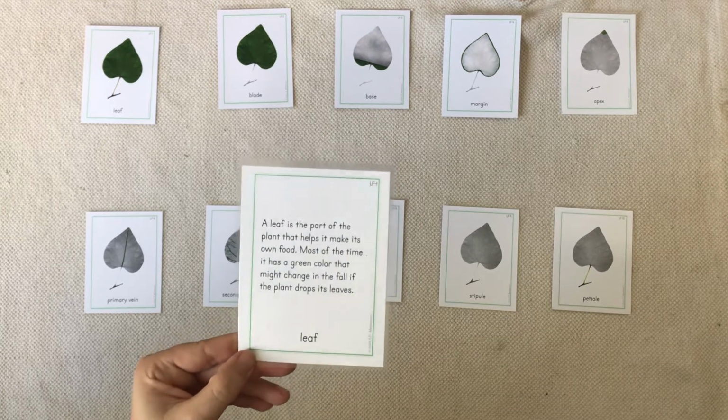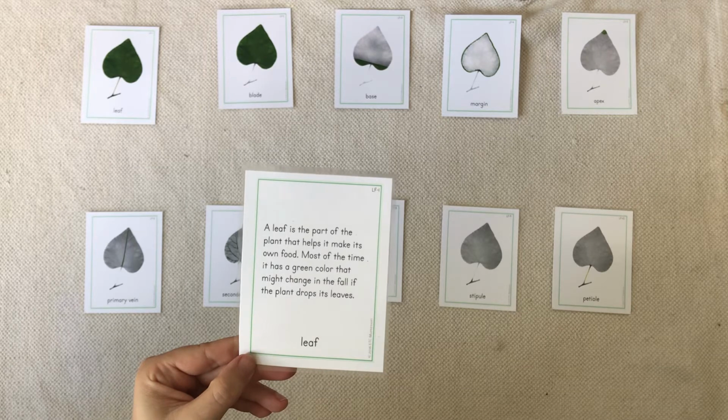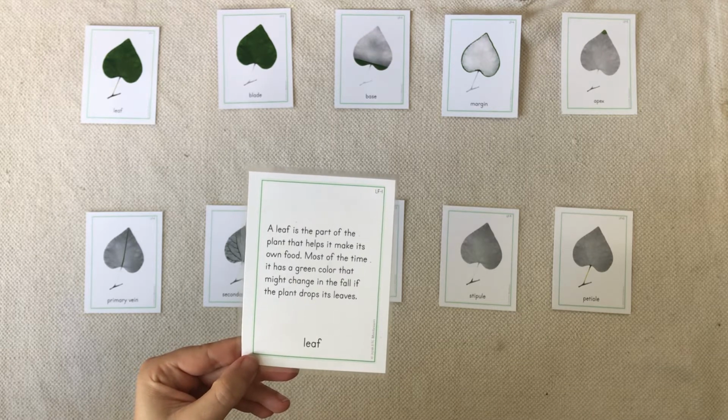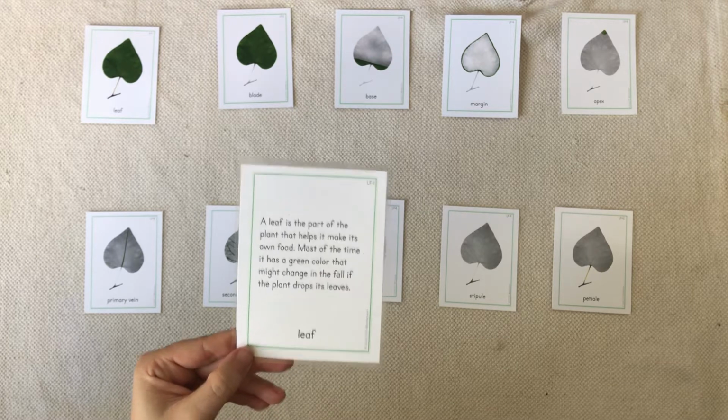A leaf is the part of a plant that helps it make its own food. Most of the time, it has a green color that might change in the fall if the plant drops its leaves.